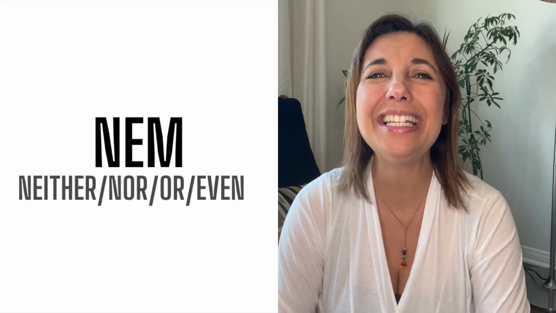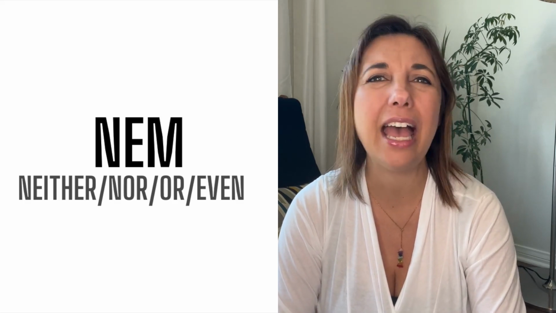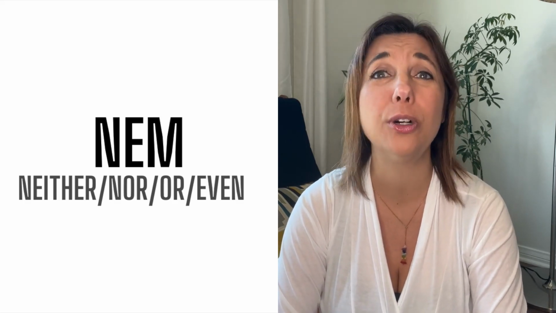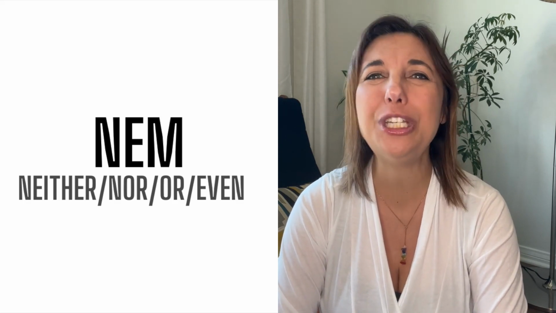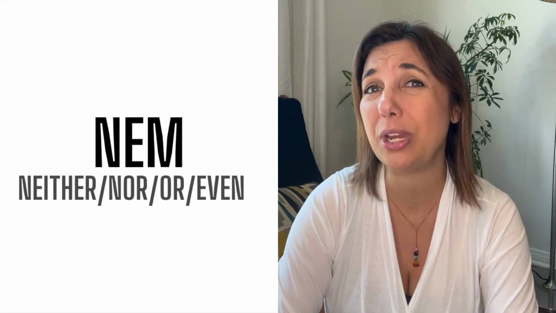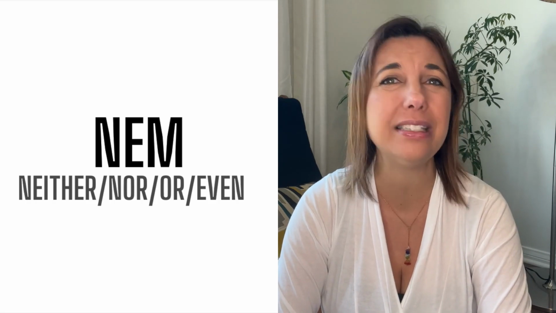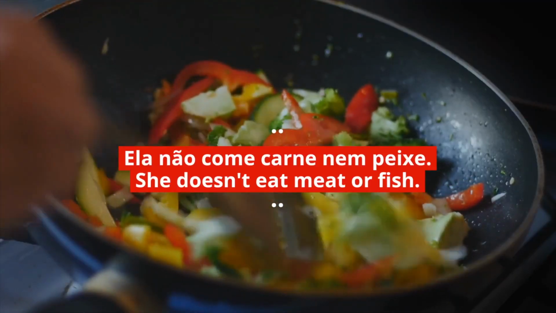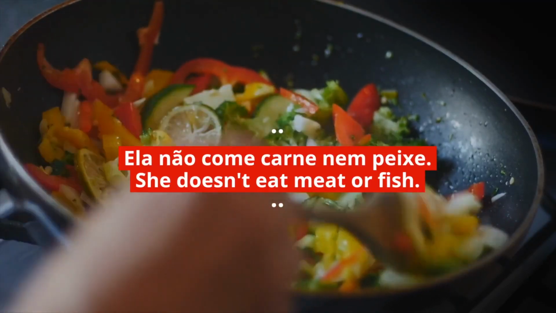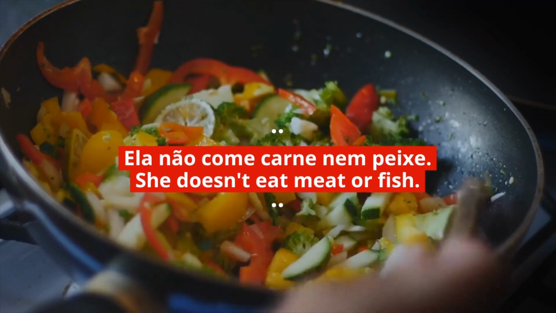Nem. This word, meaning neither, nor, or, and even, is generally used as a conjunction to separate ideas, negating them in sentences. It can also be used to list two negative ideas meaning or. Ela não come carne nem peixe. She doesn't eat meat or fish.